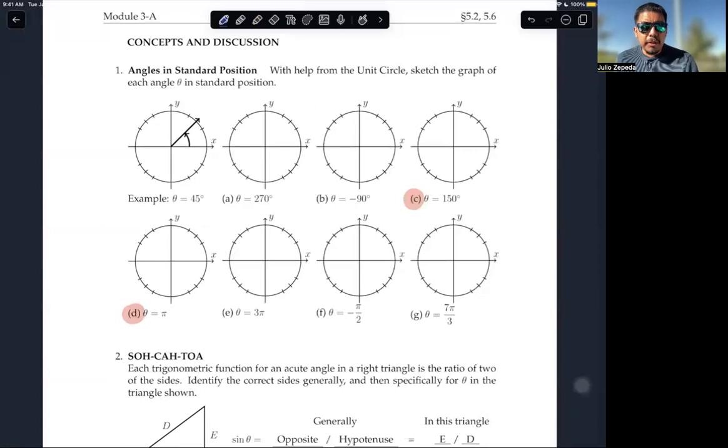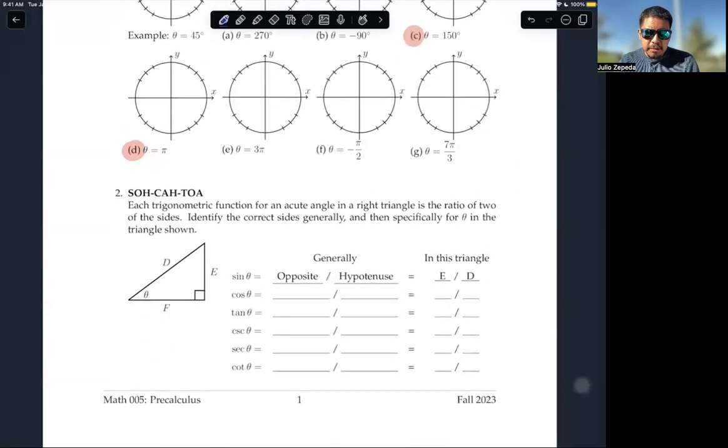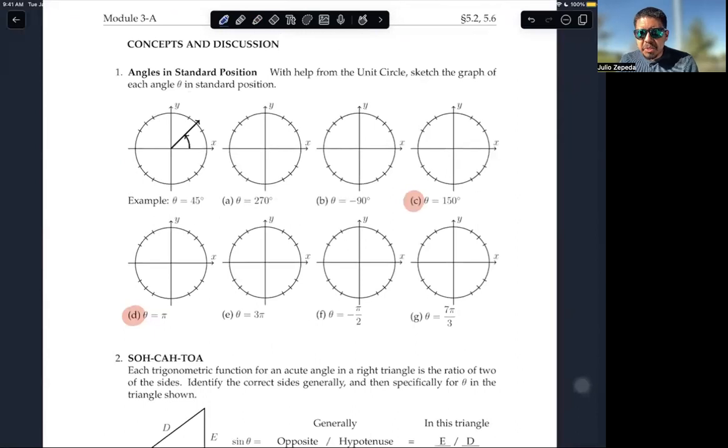This problem says, with the help of the unit circle, sketch the graph of each angle theta in standard position. We can look at the unit circle, but we can also do it without it. We know that 0 degrees is here, 90 degrees is here, 180 degrees is pointing in the negative x direction. 180 degrees would be too far if we're trying to graph 150 degrees. If we subtract, 180 minus 150, then this is 30 degrees.